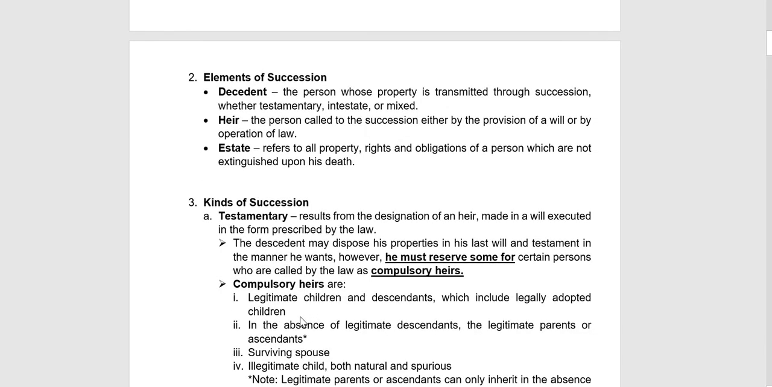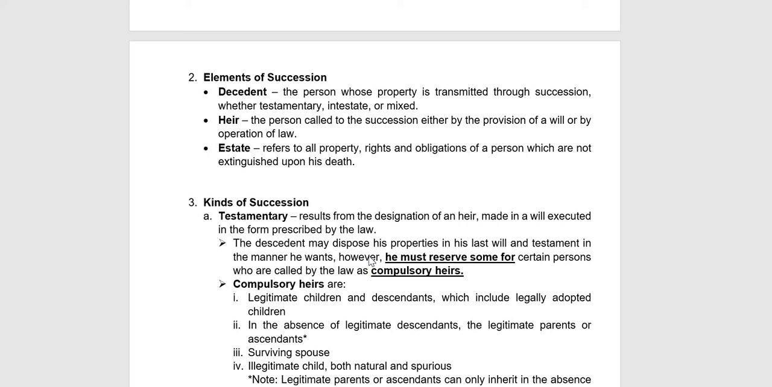kinds of succession. So first is the testamentary, no? It results from the designation of an heir made in a will executed in the form prescribed by the law. So a decedent may dispose of his properties in his last will and testament in the manner he wants. However, he must reserve some for certain persons who by the law are the compulsory heirs.